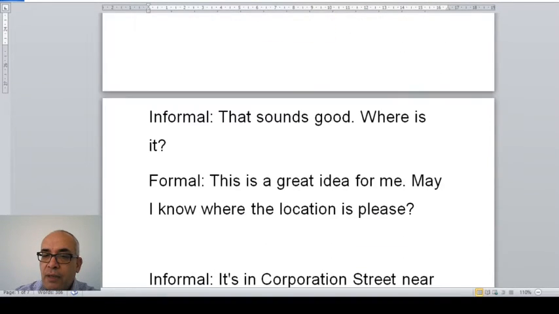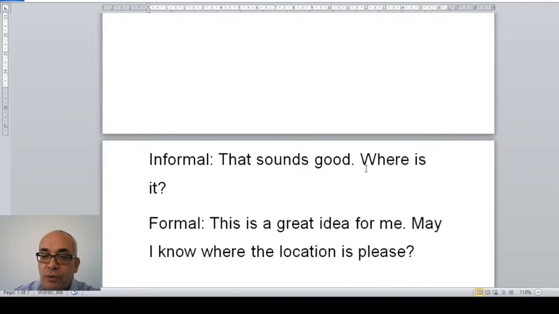Yes, I can. So that sounds good. This is informal. This is a great idea for me. So sounds is informal. Good is informal. That is a great idea for me. This is formal. May I know where the location is placed? So where is it? Is informal. May I know where the location is placed? So this is polite, it's complete, and also it is specific and grammatical and meaningful. And that is what we mean by formal English.